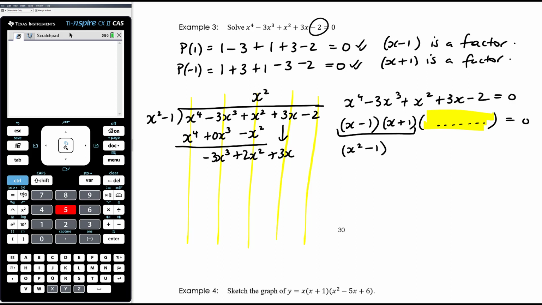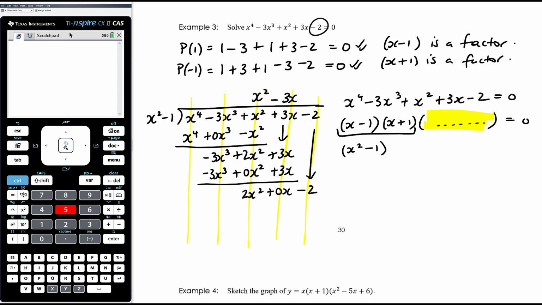Okay, what do we have to multiply x squared by to get negative 3x cubed? That'll be negative 3x, goes in the x column. We then multiply negative 3x by x squared minus 1. So it's negative 3x cubed and plus 3x. I'm going to put that in the x column. So I've got 0x in the middle there, and I'm going to subtract. 2x squared minus 0x squared is still 2x squared. 3x minus 3x, that's 0x. And then I'm going to bring down my next term, which is minus 2.